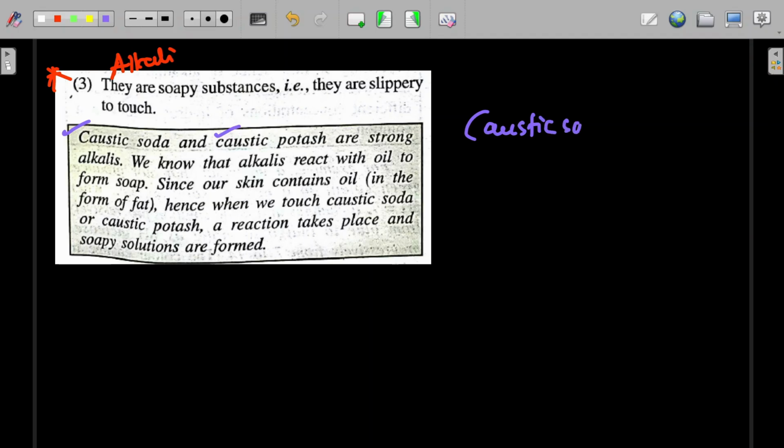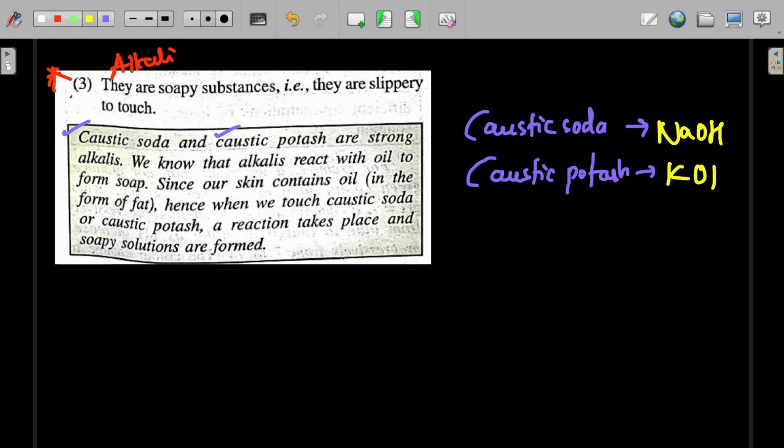Caustic soda means what? Caustic soda, caustic potash. What is it? Aryan, tell me. NaOH, KOH. Caustic soda is nothing but NaOH. Caustic potash is nothing but KOH. These are the common names. Okay, we should know this.